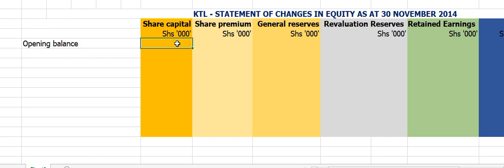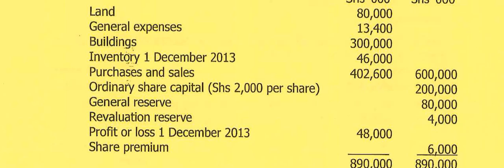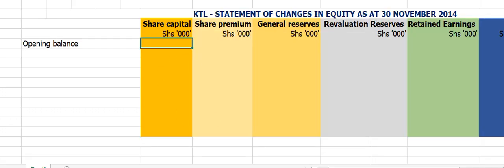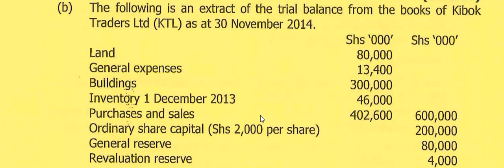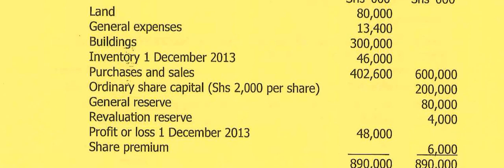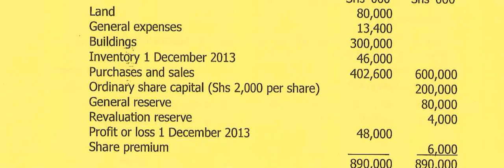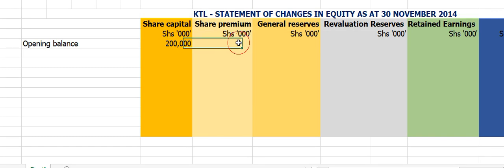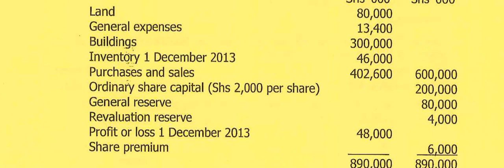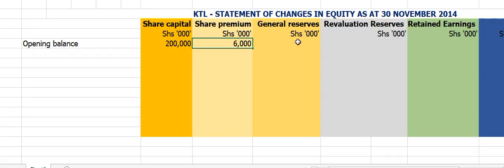Share capital. Share capital is how much? Share capital is 200,000. Remember the level of rounding off is thousands, as you can see up. So share capital is 200 millions, but here I'll put the 200,000. Share premium has been given as 6 millions as at the start. So I'll put 6,000 here. Then the general reserves, 80 millions. Then the revaluation reserves, 4 millions.